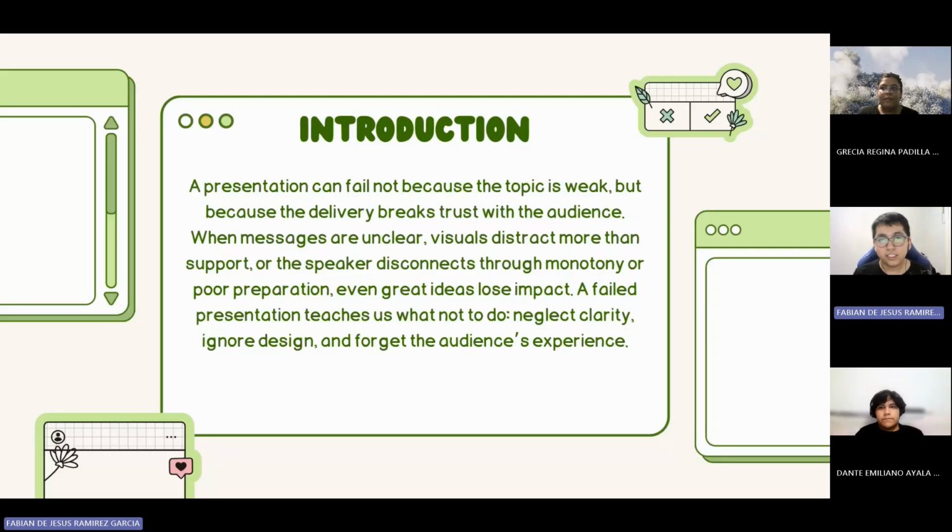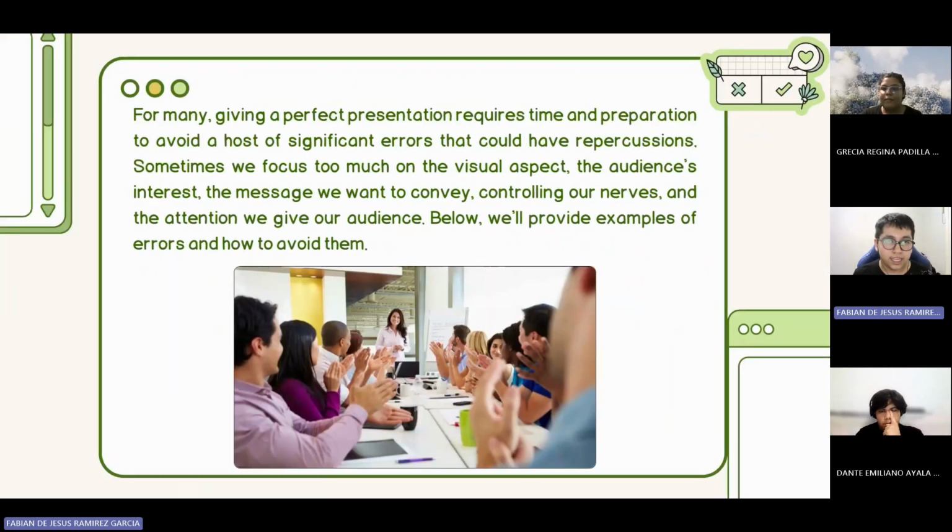So for this first example, for many, giving a perfect presentation requires time and preparation to avoid a host of significant errors that could have repercussions. Sometimes we focus too much on the visual aspect, the audience's interest, the message we want to convey, controlling our own nerves, and the attention we give our audience. For the next slides, we will provide examples of errors and how to avoid them.